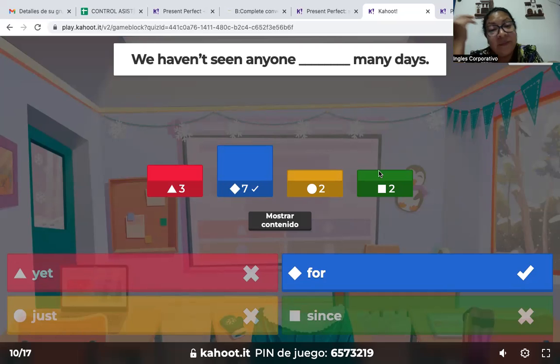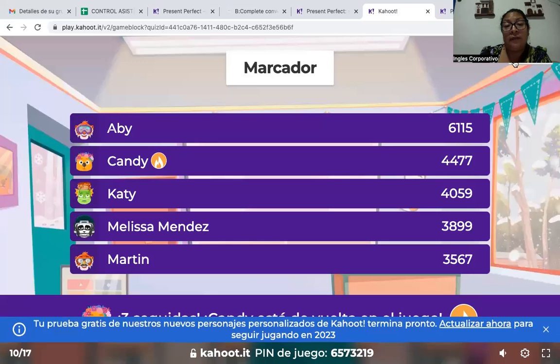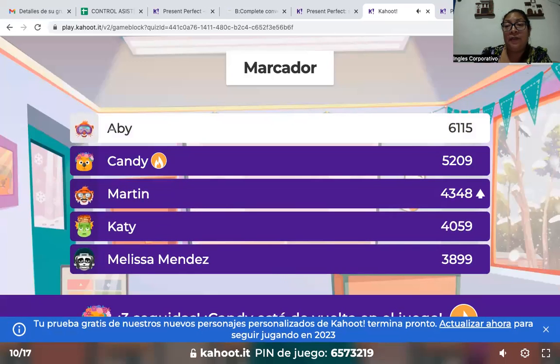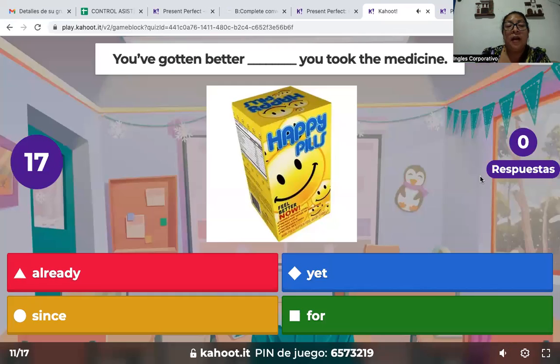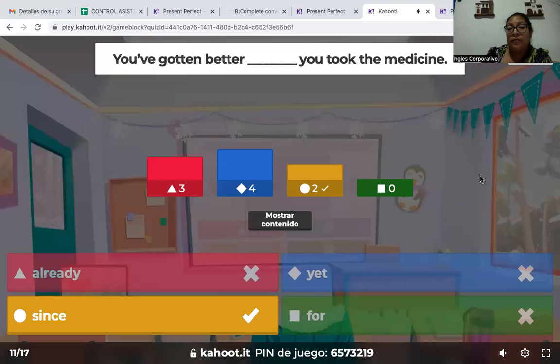Ok. Vale. Bueno, después vamos a hacer el. Hey, Candy's on fire. Next. You've gotten better since the year before. Okay, vamos. You've gotten better since you took the medicine. Okay. Todavía creo que hay dudas.